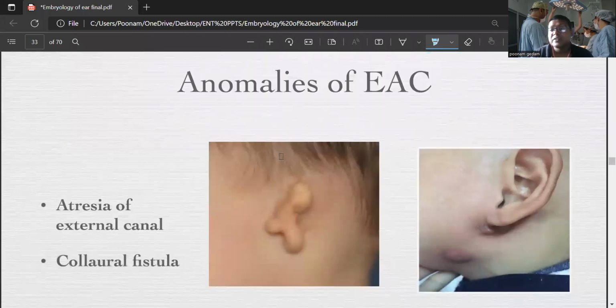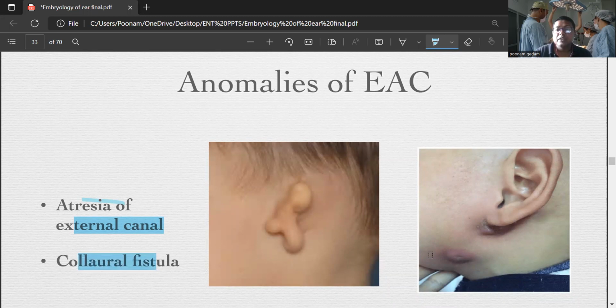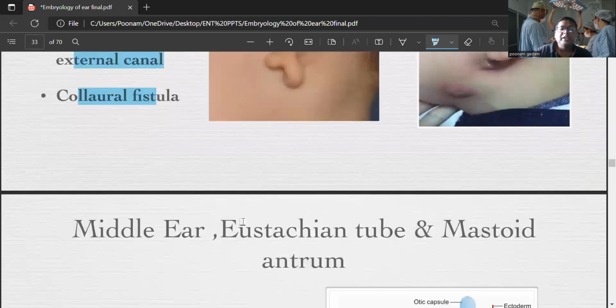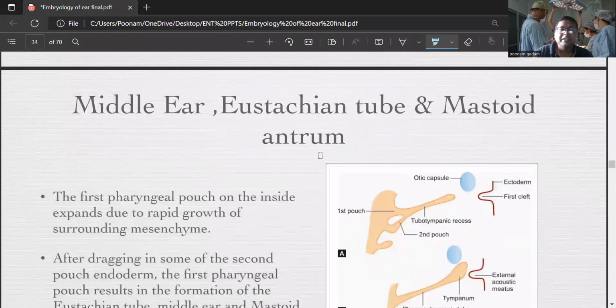Coming to the anomalies of the external auditory canal, there can be atresia of the external auditory canal, which is common with grade 4 microtia or grade 3 collateral fistula. This is a collateral fistula. You can see this. Middle ear recess and mastoid antrum.